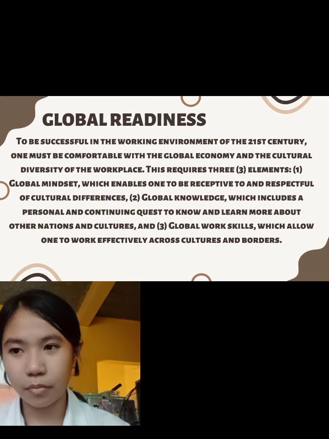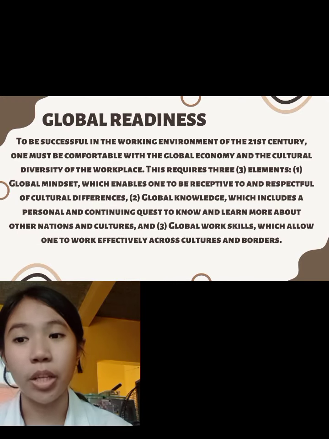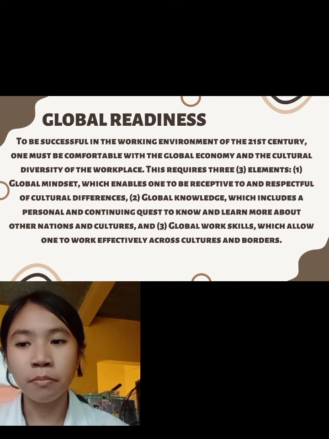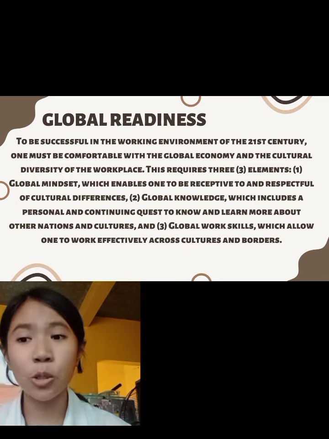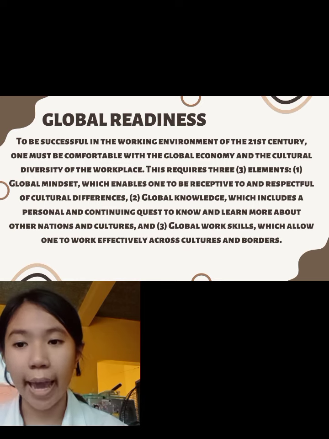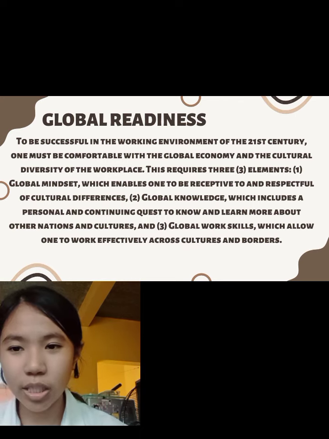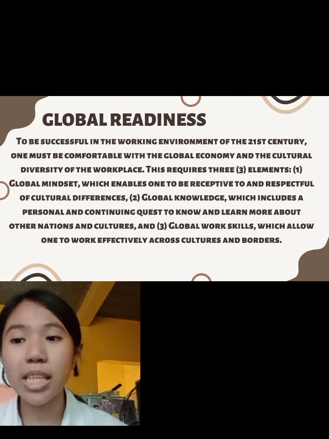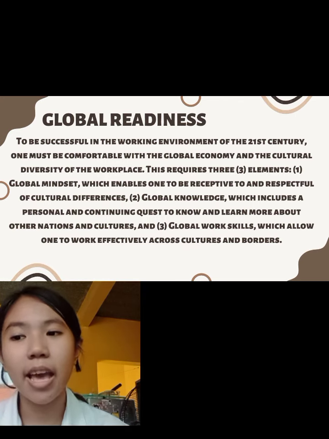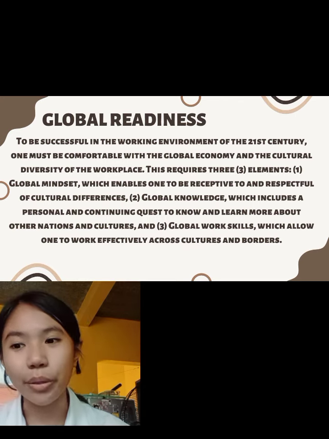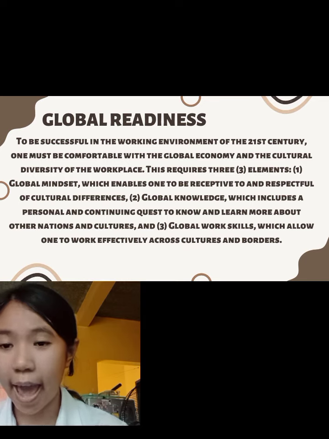Global readiness. To be successful in the working environment of the 21st century, one must be comfortable with the global economy and the cultural diversity of the workplace. This requires 3 elements. 1. Global mindset, which enables one to be receptive to and respectful of cultural differences. 2. Global knowledge, which includes a personal and continuing quest to know and learn more about other nations and cultures. And 3. Global work skills, which allow one to work effectively across cultures and borders.